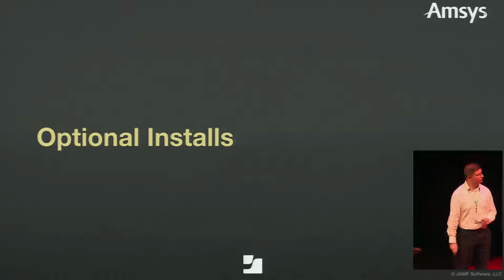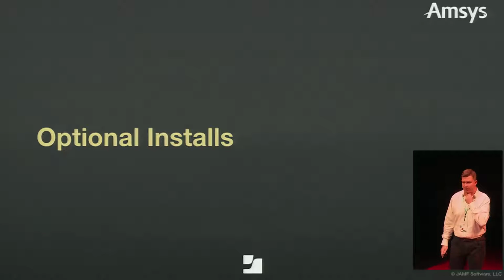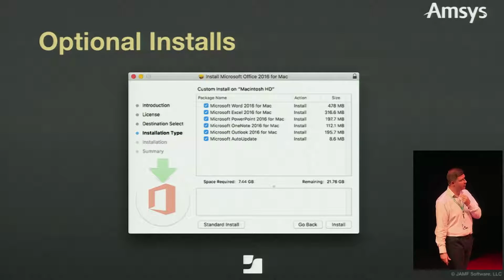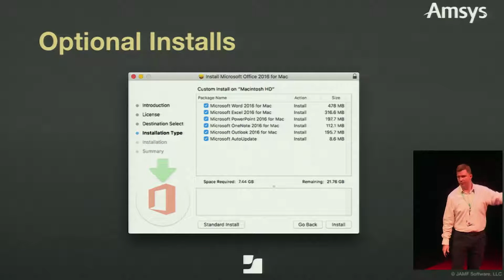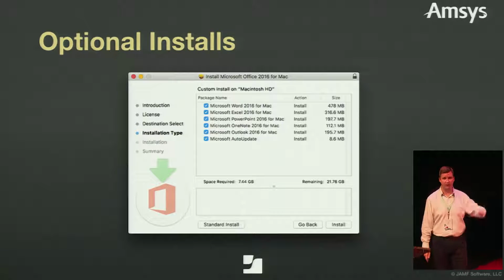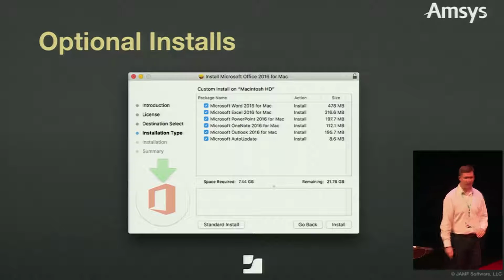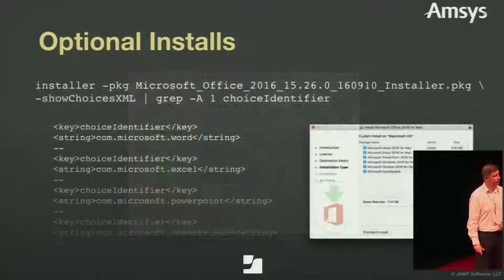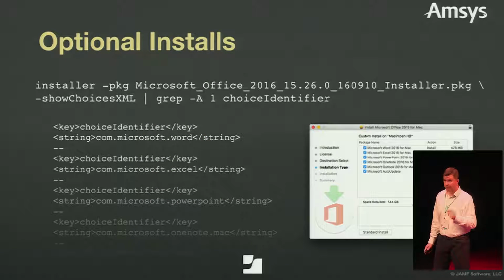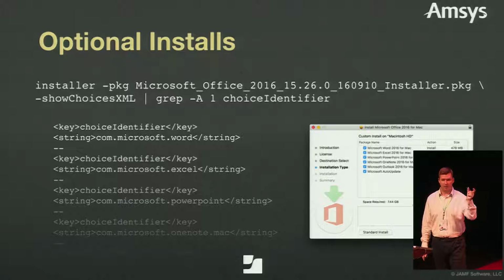So moving on, this is a slightly older topic, but not that often used, but it's quite useful. This is using the optional installs command. So we'll have seen this before, where you've got an installer and it's got a bunch of items in it. What if you don't want all of these things in here? I don't know if any of you have used this before, but you can run the installer command on the package using the show choices XML option, and it will give you a list of the available flags that you can use to switch things off and on inside the package.